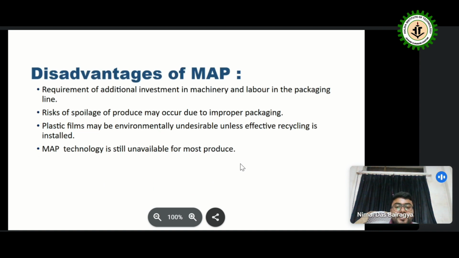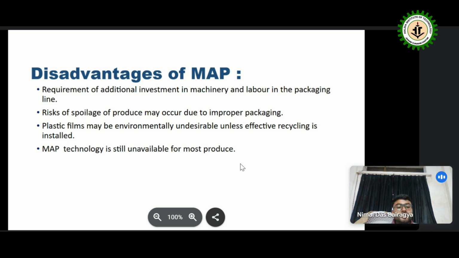And disadvantages: there are minimal disadvantages in this type of storage. The additional investment for machinery is far bigger than for the traditional method of preservation. And the risk of spoilage is high, because with improper packaging or some leakage, there is a very high chance of spoilage of the product.